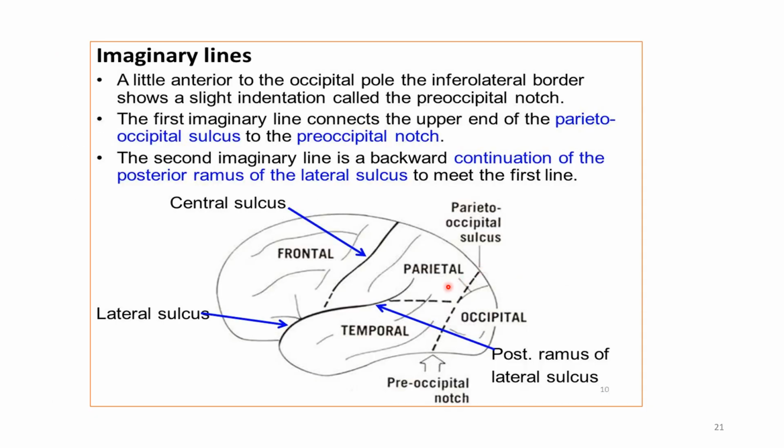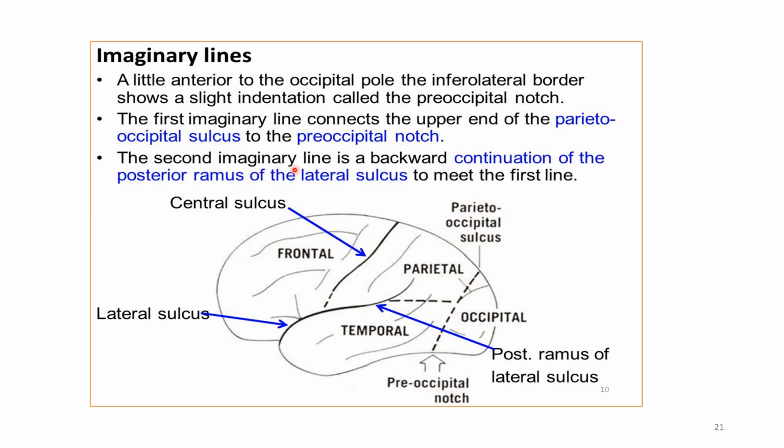Then here we have to draw two imaginary lines. Okay. So a little anterior to the occipital pole, the inferolateral border shows a slight indentation which is called pre-occipital notch. Okay. So the first imaginary line connects the upper end of the parieto-occipital sulcus to the pre-occipital notch. So this is the first imaginary line you have to draw.